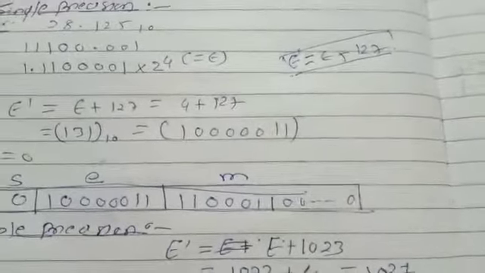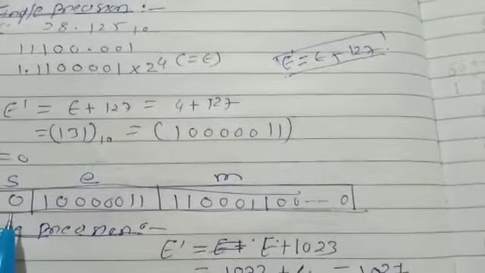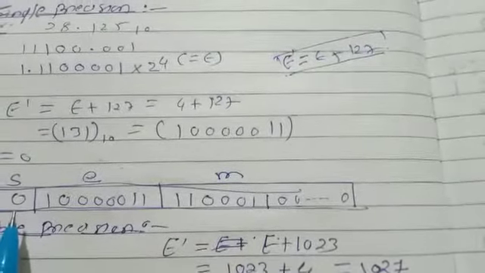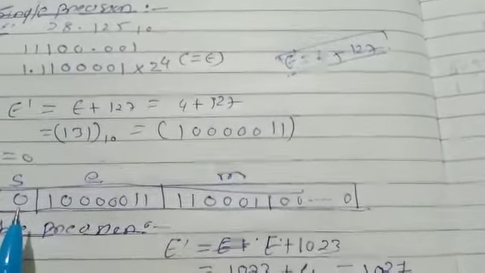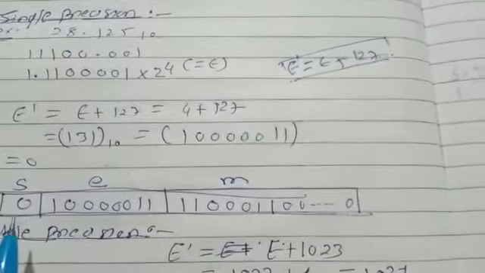So why do we take the 0 value for the sign bit? Because my number is positive. How is it positive? Because 28.125 is a positive number. That's why we have taken the 0 value. If it is negative, we take 1.